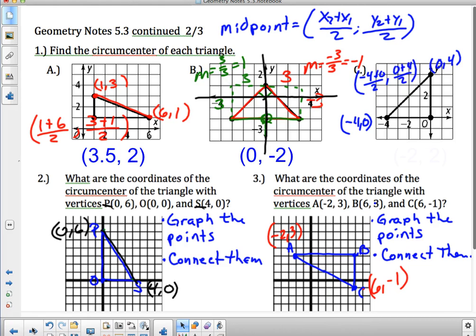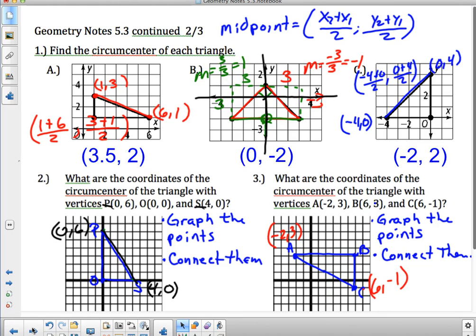Now, I found my endpoints. They are the endpoints of my hypotenuse of my right triangle. The circumcenter is the midpoint of the hypotenuse of a right triangle. And I evaluate. -4 plus 0 is -4 divided by 2, -2. 4 plus 0 divided by 2 is 2. Done. Okay. Now I've got 2 problems left.